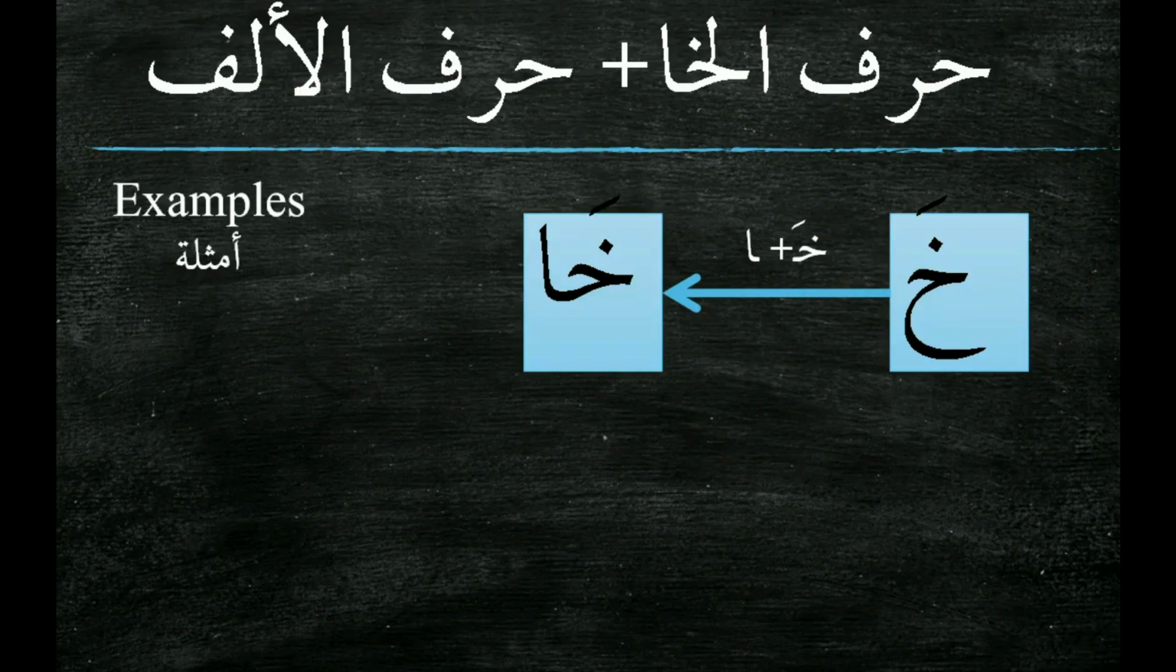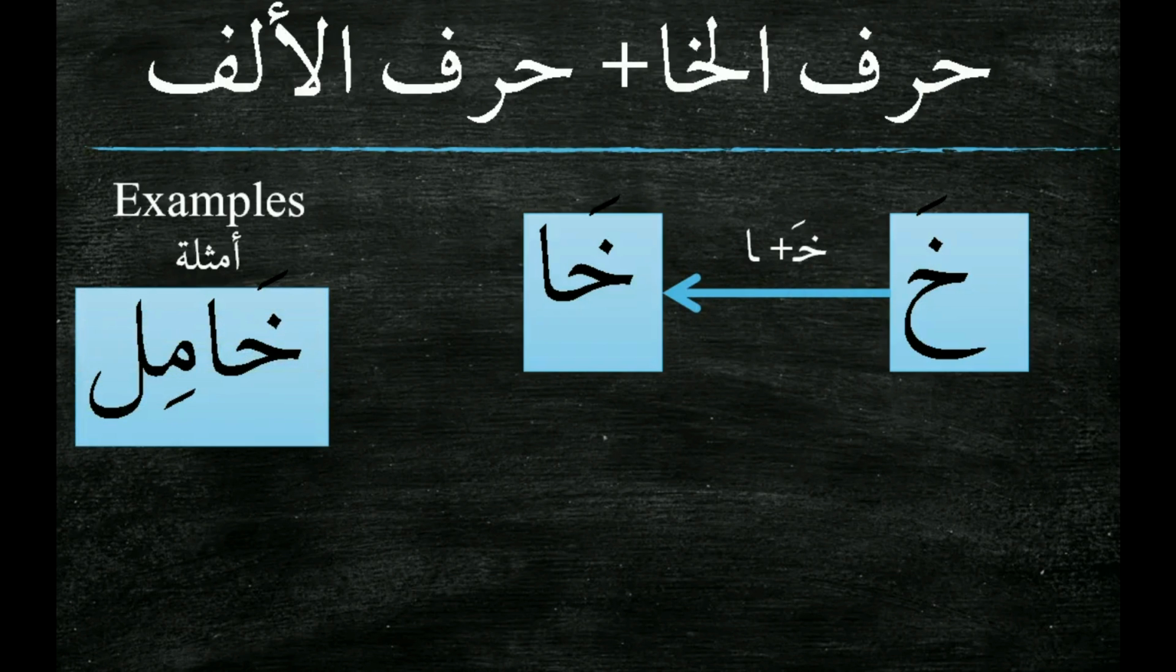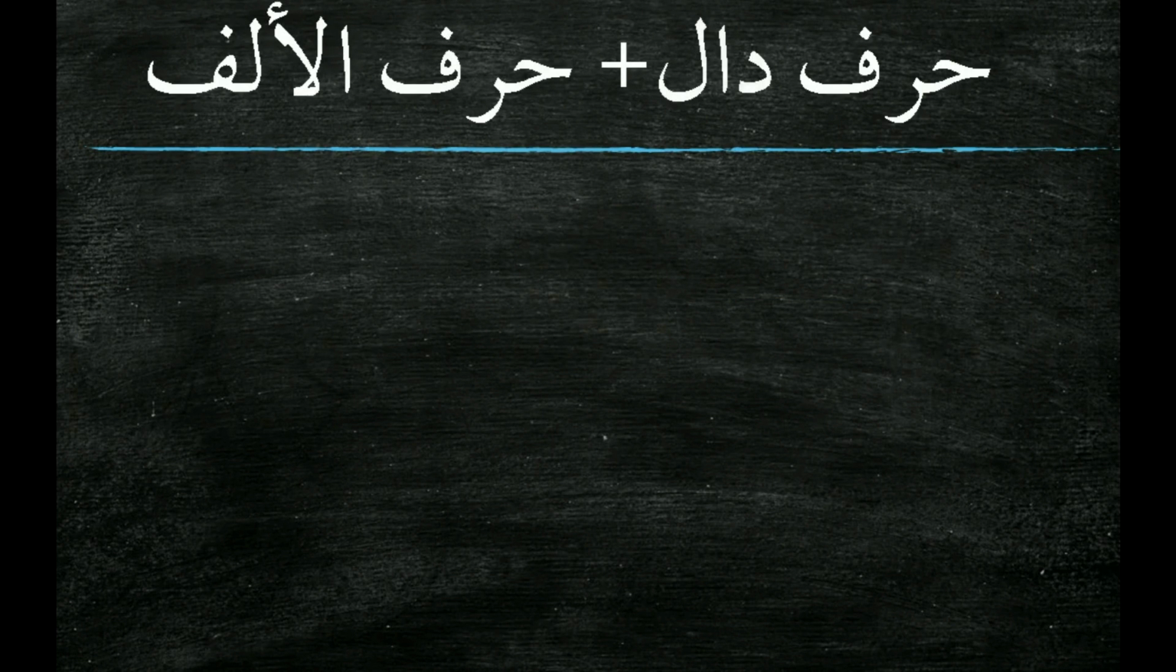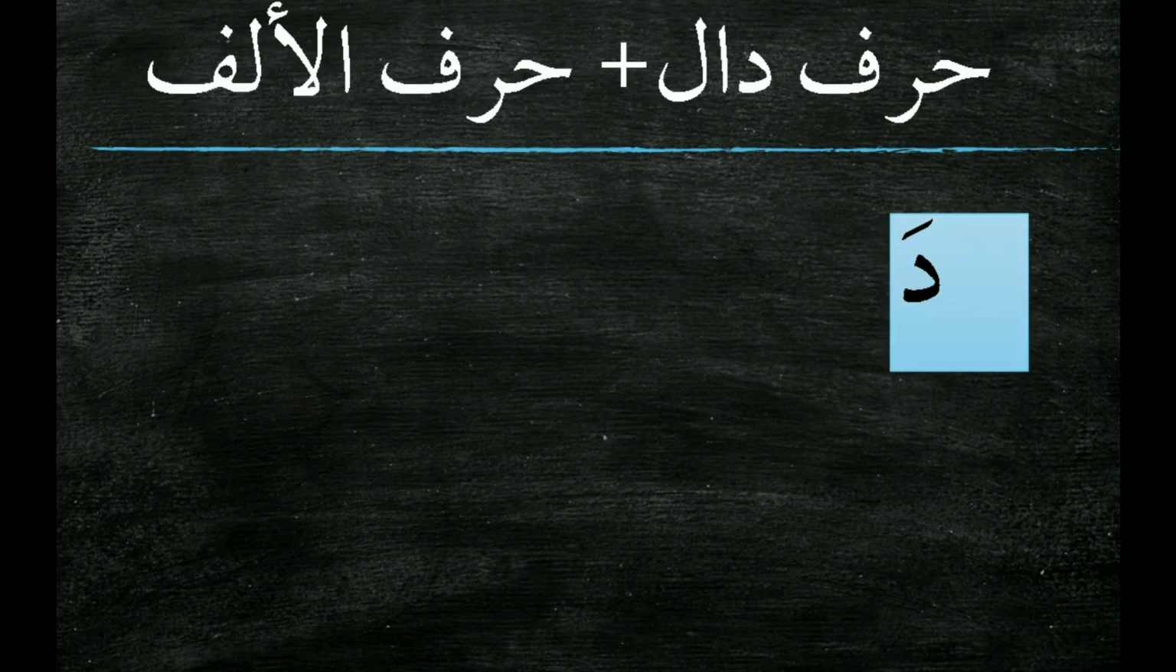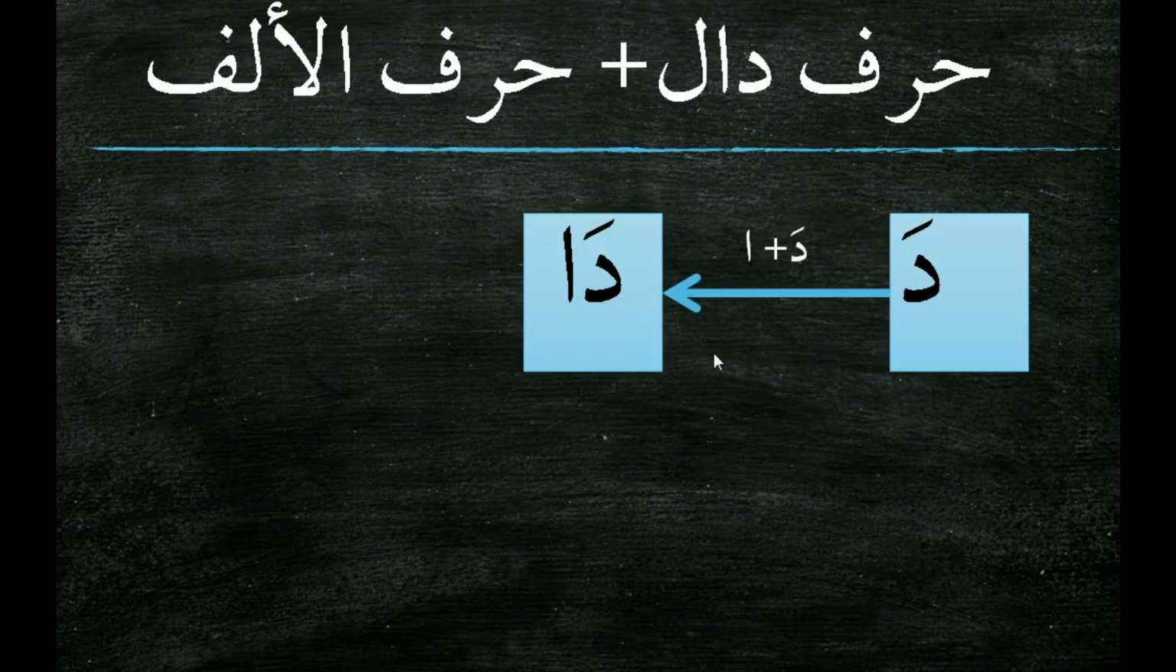Now let's continue. So say kha, kha, khamil. حرف الدال. Dal connects only from the left side, while alif connects only from the right side. So there is no way an alif can connect to the dal. So a dal plus an alif, we do not need any extensions here, is da, da. And there is no elevation in the back part of the tongue while you're pronouncing the da.